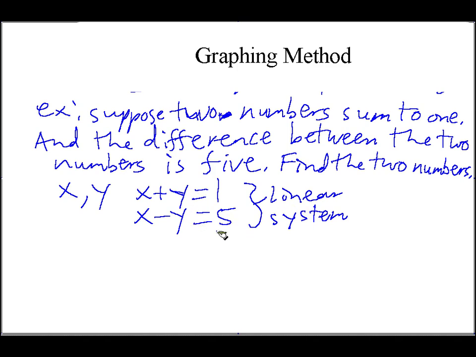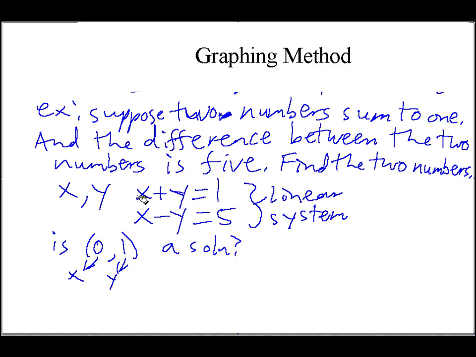Now, before we get into the solution of this system, let me throw a few numbers out. Is this point a solution? Is the point 0, 1 a solution? In other words, 0 for x and 1 for y. Is that a solution to the system? Let's check that real quickly.